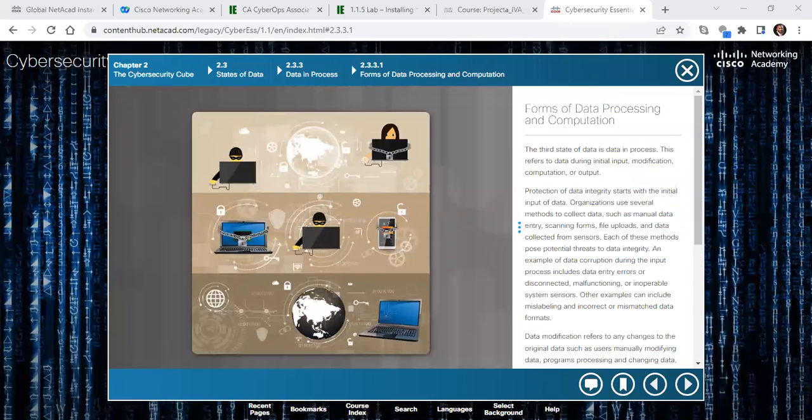All right. So we stopped at forms of data processing and computation. Data processing, like we mentioned, is... we actually talked about data in transit in the last class. Now we're talking about data in process. Now we want to see how these guys attack our data when it's in process.